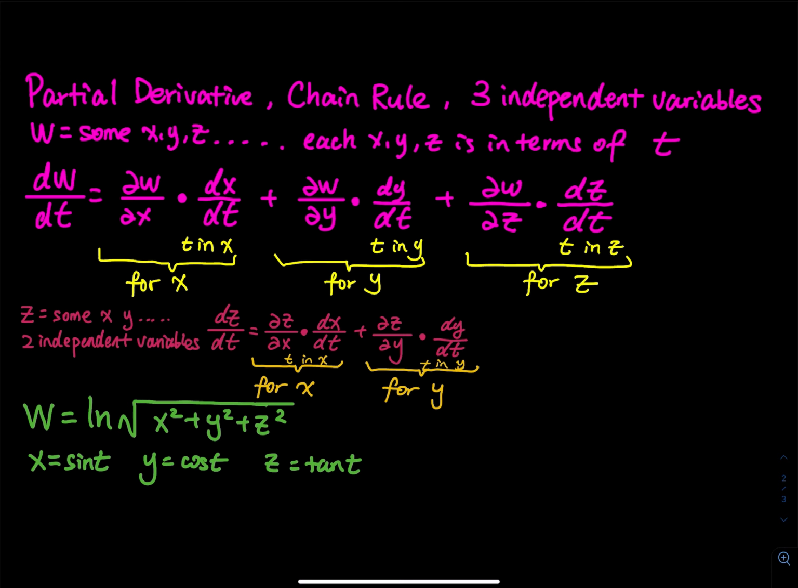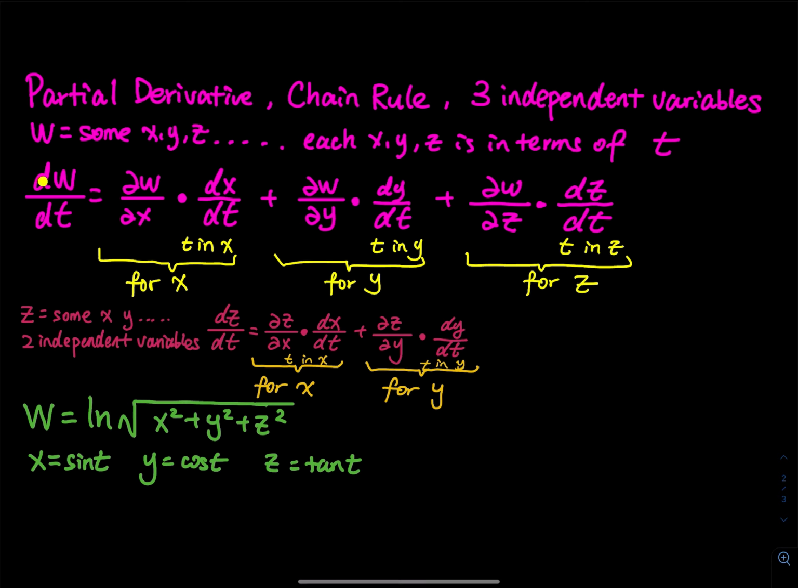Let's do a quick review on the 2 independent variables where z is in terms of x and y. So the derivative of z with respect to t, we have 2 pieces, one for x, one for y. Within the x, we do the partial derivative with respect to x, and then immediately we take care of the x with respect to t. Taking care of the x means we take the derivative of x. And then plus the partial derivative with respect to y, and then immediately we take care of the derivative of y with respect to t, and then we will expand this formula to 3 independent variables.